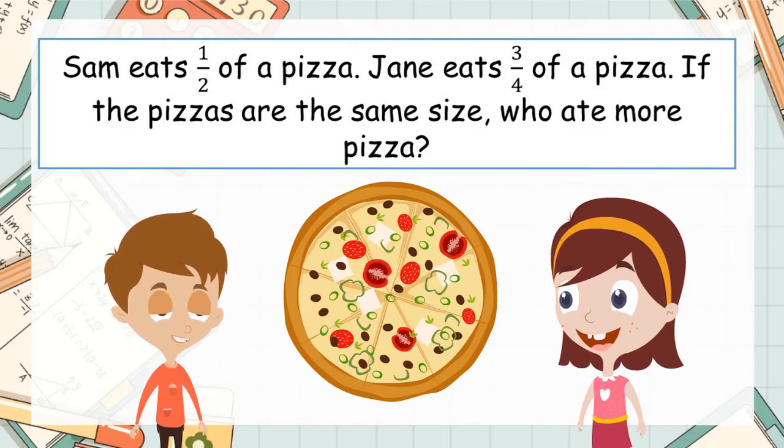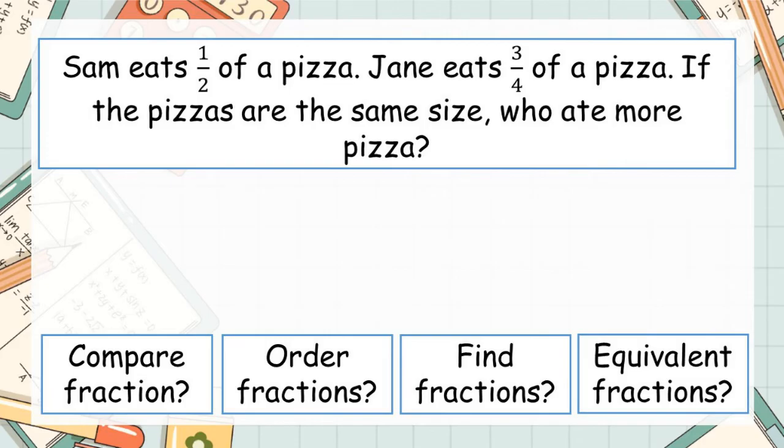So the first thing that we need to do with any of these word problems is figure out what they are asking us to do. We know how to compare fractions, how to order fractions, how to find fractions of sets, and how to find equivalent fractions. We did all of them during the week. We just need to figure out which type of question this one is. So let's have a look at it again. Sam eats 1/2 of a pizza. Jane eats 3/4 of a pizza. Who ate more? So they're asking us to compare two fractions to see which one is larger, 1/2 or 3/4.